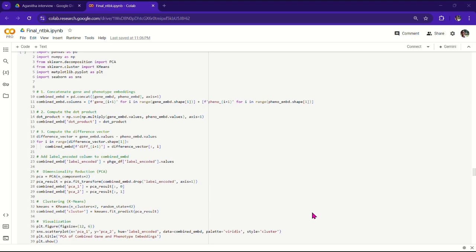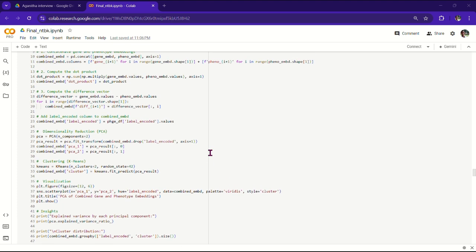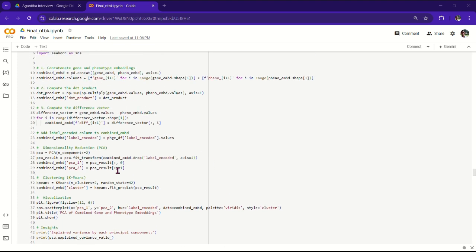Then we perform vector manipulation. For vector manipulation, we use many techniques, like concatenation of gene and phenotype embeddings, then computing the dot product of gene and phenotype embeddings, then taking the difference of the vectors, and in further analysis, we have taken ratio and average also. But first, we try to see the plot visualization of these three and analyze them.